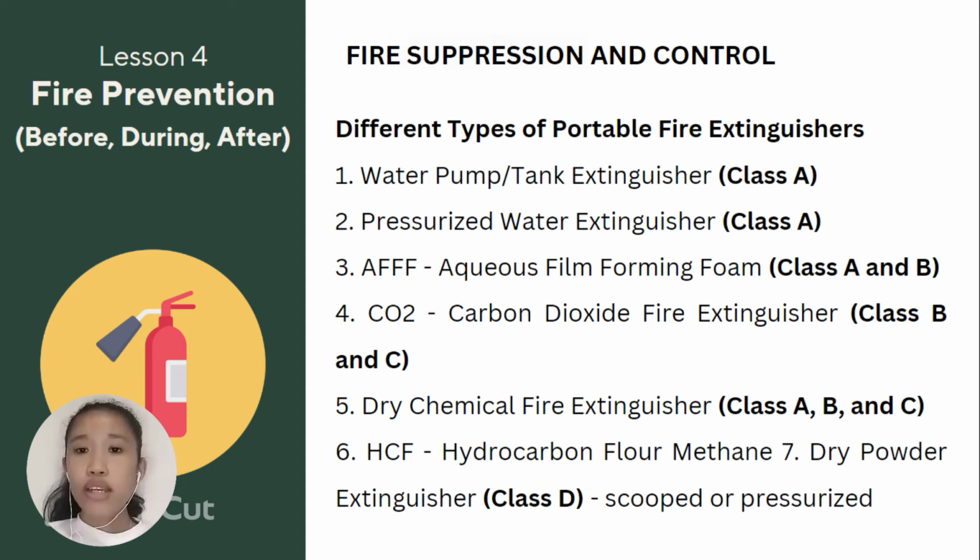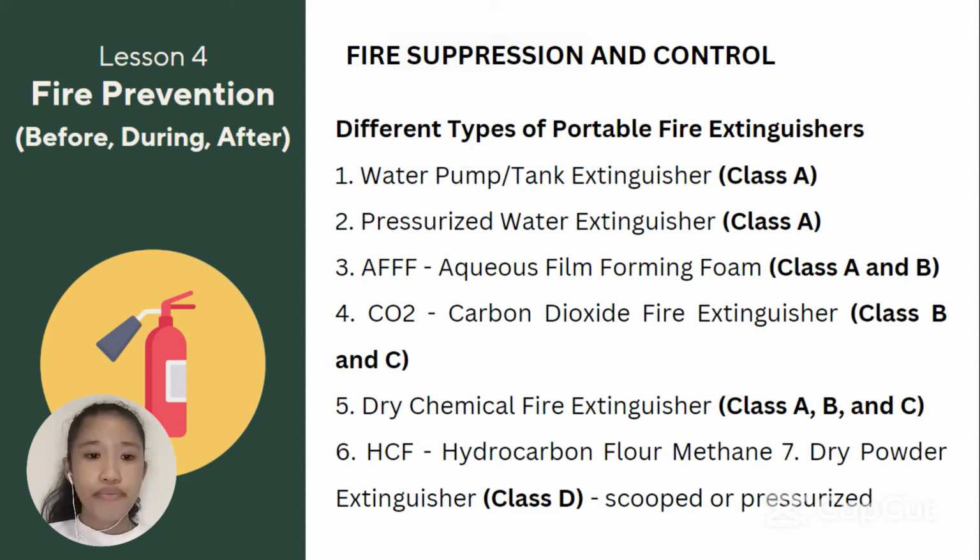And the third one is the aqueous film forming foam or AFFF. Aqueous film forming foam is used for putting out flammable liquid fires, like for example fuel fires. You mostly see this extinguisher in shipboard or some shore facilities, and it is also used for class A and class B fire risk.